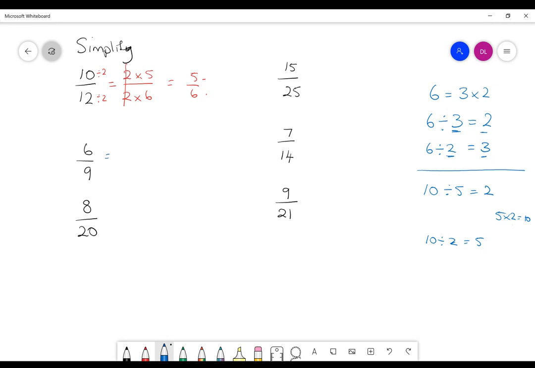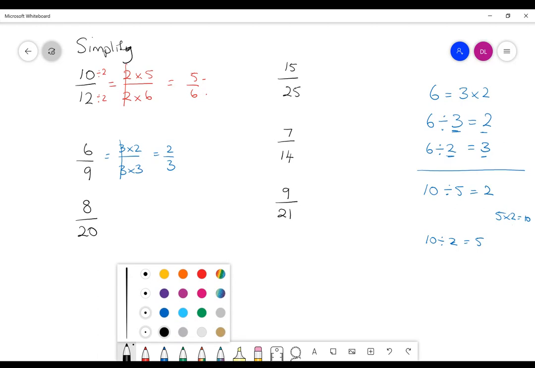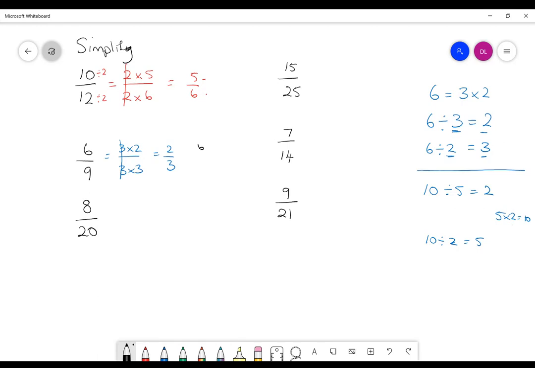This is 3 times table, so they both have 3 in it. So I'm going to write 3 times 2 and then 3 times 3. And I'm going to cross those off, and that's going to give me 2/3. An alternative is to do this. If I've got 6 over 9, I can actually divide by 3 and divide by 3. Remember, the divides means 3 times what gives you 6, so it's 2. 3 times what gives you 9, which is 3.